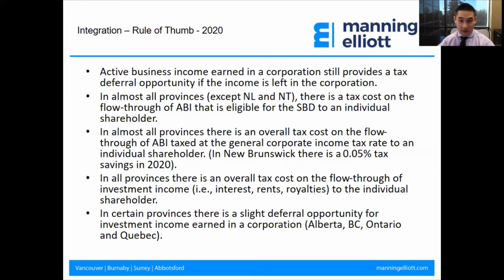Conversely, if the corporate surplus is distributed from the corporation as a dividend, and that individual would otherwise be taxed at the highest marginal rate, there's a slight tax cost on the flow through of that active business income to an individual. What that means is if all the corporate earnings would have to be extracted from a corporation, you would want to be looking at doing a bonus or a wage rather than a dividend to avoid that slight tax cost, but that bonus or wage has to be supportable by the corporation in order to be deductible.